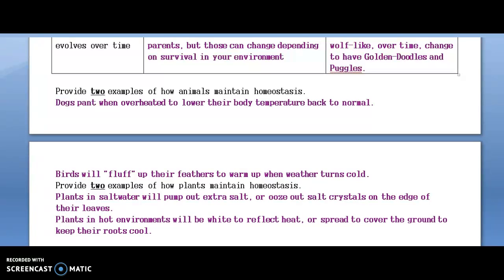Another example of animal homeostasis might be the fact that ocean fish have a special gland to help them get rid of extra salt because they're living in salt water.